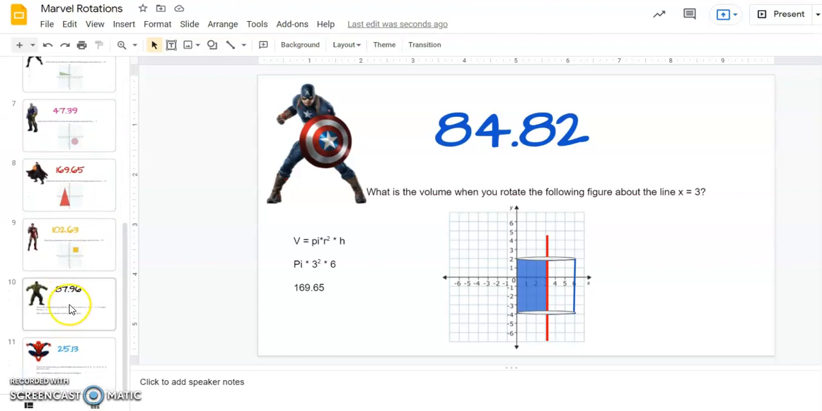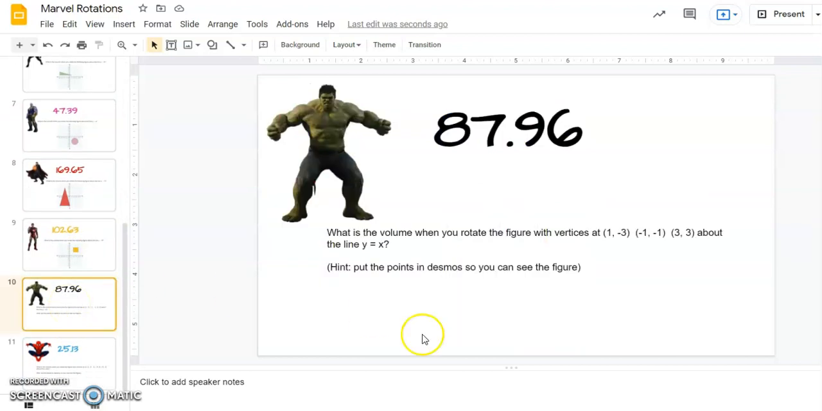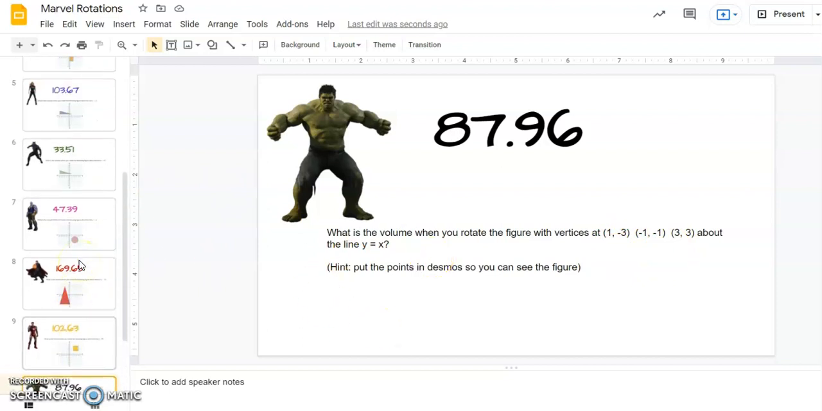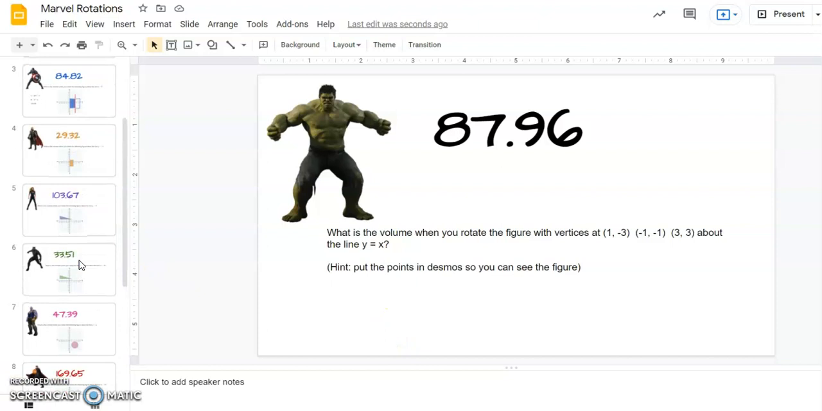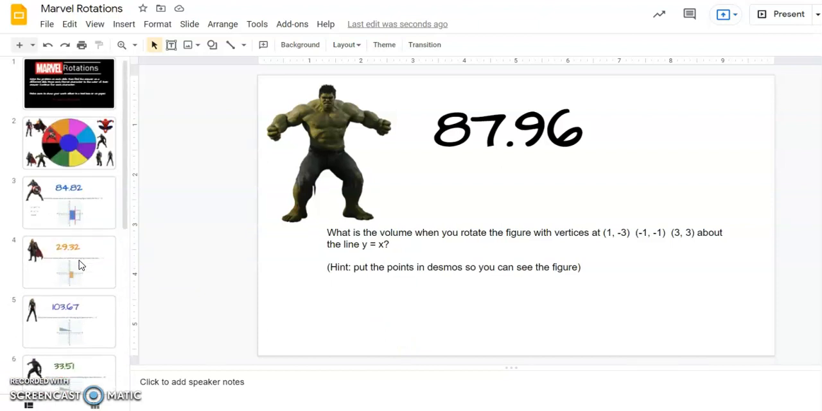I do recommend, when you get to Hulk and Spider-Man, you don't have the graph here. So I did put a hint down here. It says hint, put the points in Desmos so you can see the figure. If you go to Desmos and in the first line type this ordered pair, start a new line, type this one, and start a new line and type this one, you'll get the 3 dots and then you can see the figure. So for the ones that don't have a graph, use Desmos. That's pretty helpful. Or if you wanted to do it by hand, you could grab a piece of graph paper from the resource table. Whatever works for you.